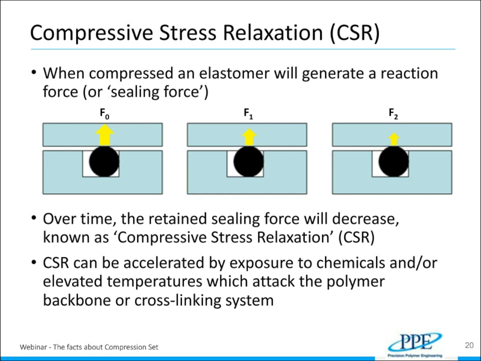Over time, the sealing force, or the force that is returned by this seal, will decrease. This is known as compressive stress relaxation. You can see we're moving forward in time from left to right there, and the force is slowly but surely decreasing. CSR is accelerated by exposure to chemicals or elevated temperatures, so they interact with the polymer backbone and the cross-linking system. What's happening here is new cross-links are forming. They are preventing or reducing the force being exerted by the seal, and the force is reducing as observed.